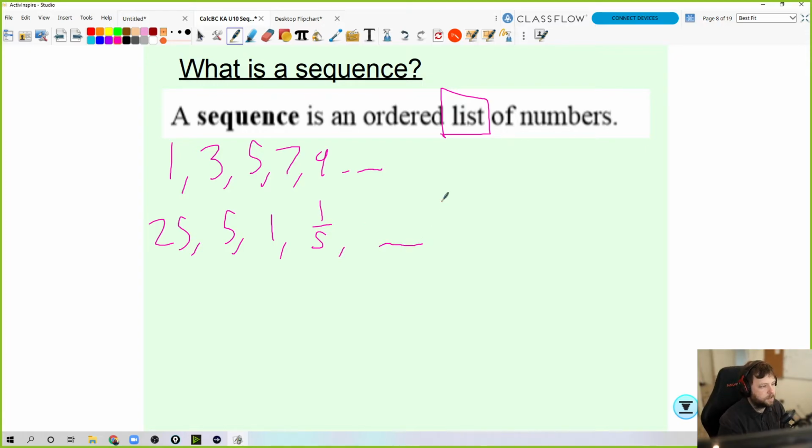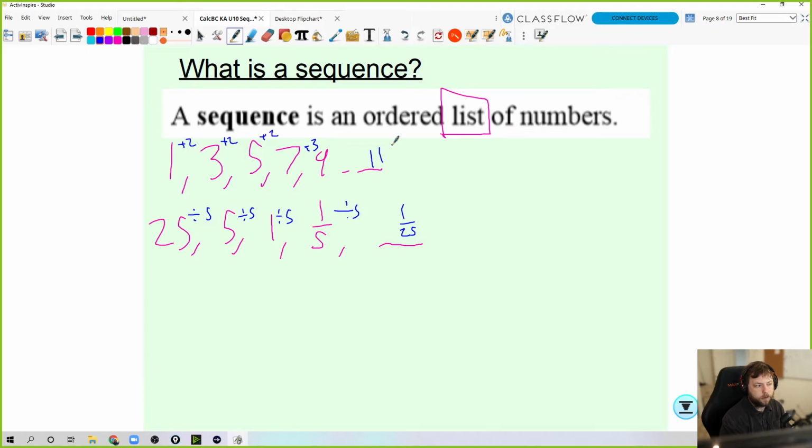Typically for sequences here, there's going to be some kind of pattern to these things. If you look at this pattern on top, what am I doing? You might say, oh, I'm adding 2 every time. And what am I doing down here? Oh, I'm dividing by 5 every time. And then 1/5 is dividing by 5 again. You might say, well, my next one would be 1/25. The next one in the top sequence would be 11. So if we had an infinite sequence going on forever.